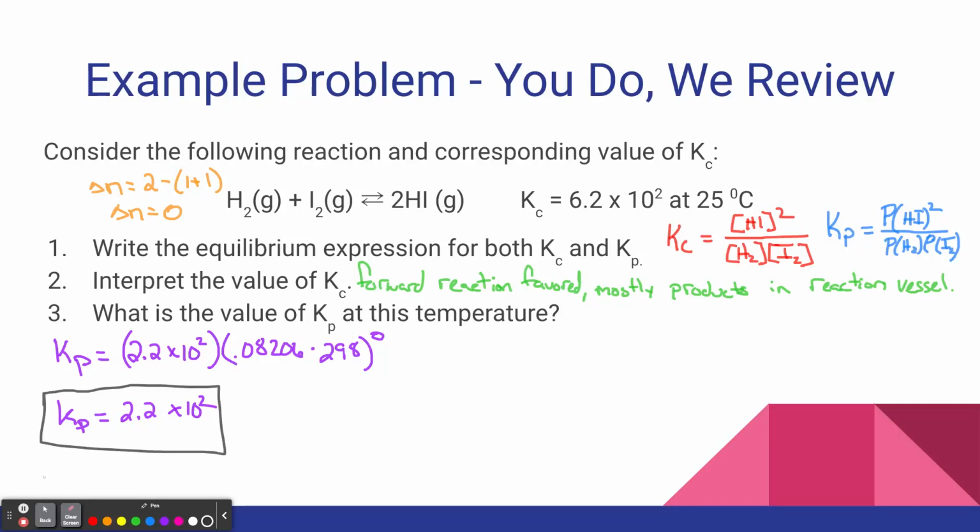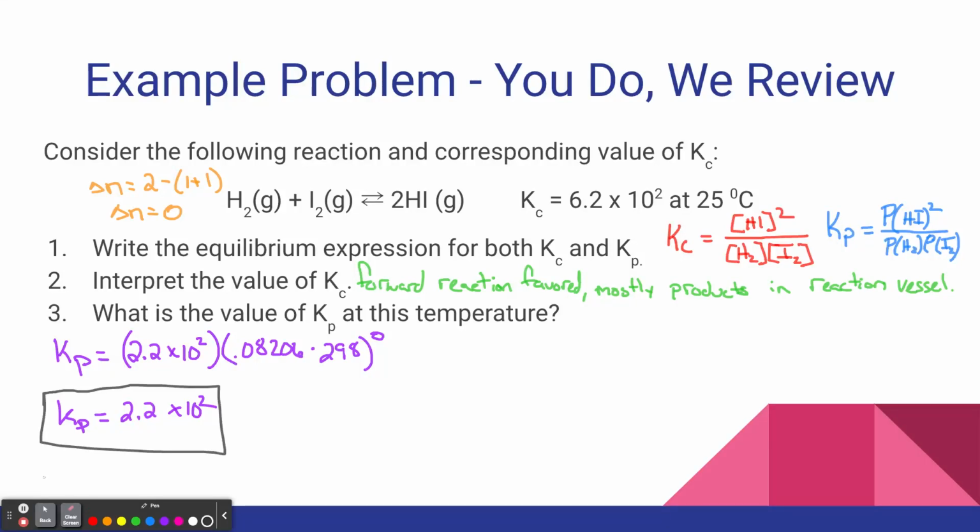For number 2, interpreting the value of Kc. So Kc is a number that is much greater than 1. So therefore, the forward reaction would be favored. And since the forward reaction is favored, that is letting us know that mostly the products, in this case, HI, would be in the reaction vessel.